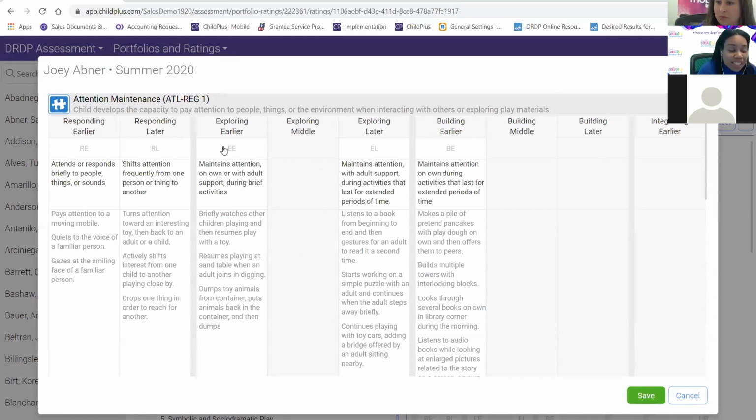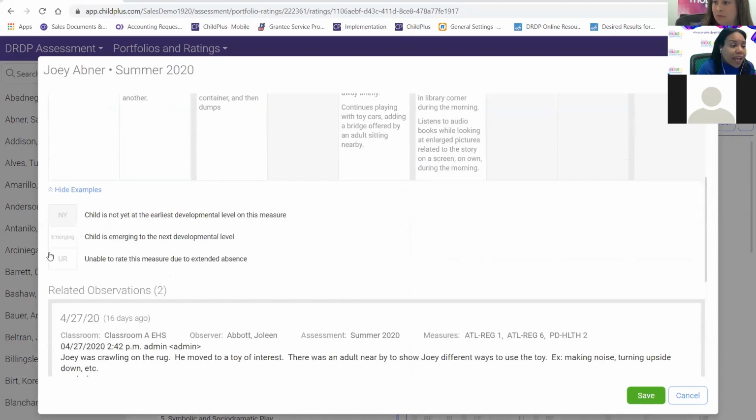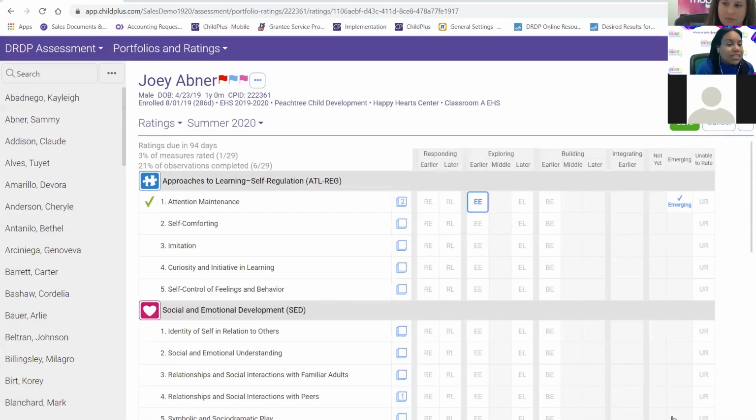Now, before we select exploring earlier, because it definitely looks like that's where Joey is, there's the exploring later developmental level. And it's saying maintains attention with adult support during activities that last for an extended period of time. Well, we don't really have any evidence to support that. But it looks like Joey's kind of emerging into that next level, but we can't say that he's there yet. So we're going to select that he's exploring earlier, and I'm going to scroll down and select he is emerging to the next developmental level. And I am going to select save.